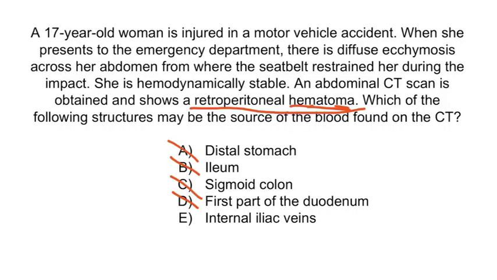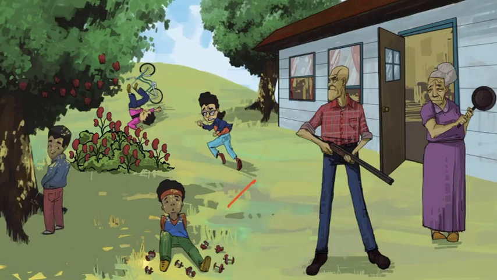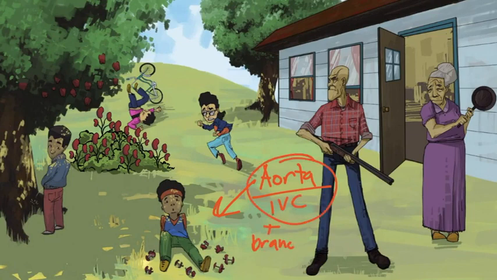Now, this leaves us with choice E, which is the correct answer, but why is it the right answer? Well, we know that the internal iliac veins must be retroperitoneal, because the aorta is retroperitoneal. Therefore, the IVC must be retroperitoneal, and if the aorta and the IVC are retroperitoneal, then the branches from these must also be retroperitoneal. And the internal iliac veins are a branch of the IVC. Remember this kid who ate too much? A stands for aorta. So again, when you think of aorta, deduce the IVC as well, which is a natural counterpart to the aorta, and think of their branches.